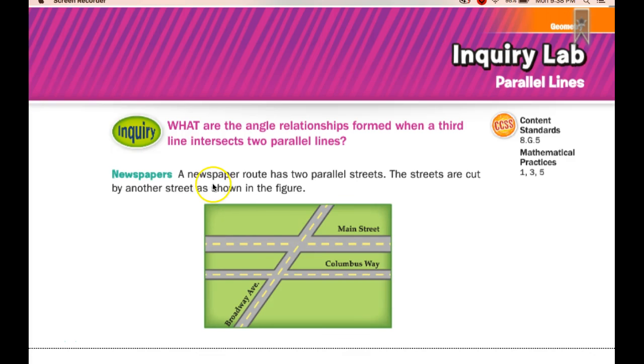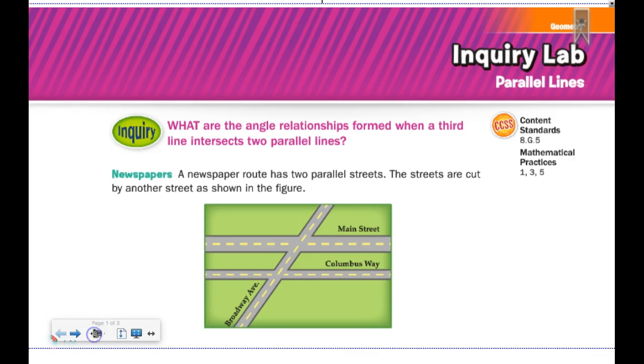So today, here's what we're looking at. What are the angle relationships formed when a third line intersects 2 parallel lines? So we're looking at this diagram right here. It says a newspaper route has 2 parallel streets. The streets are cut by another street as shown in the figure. So Main Street and Columbus Way are parallel, and Broadway Avenue is intersecting both of those streets.